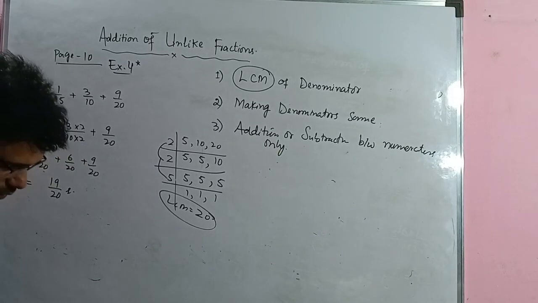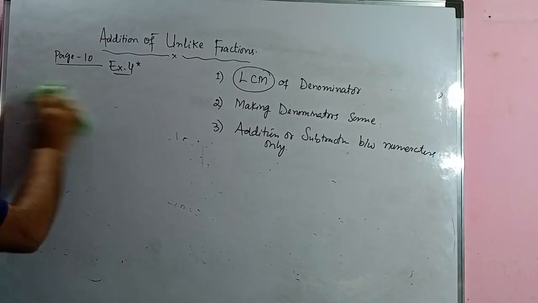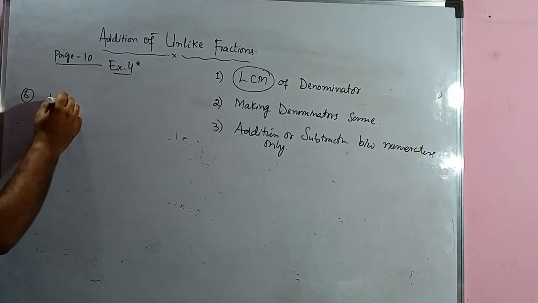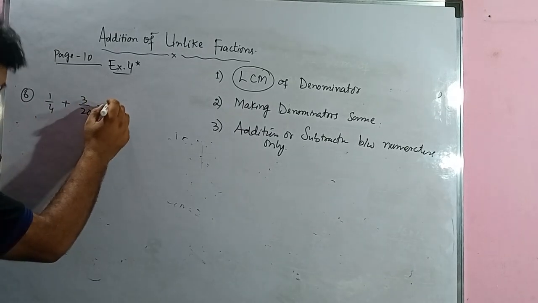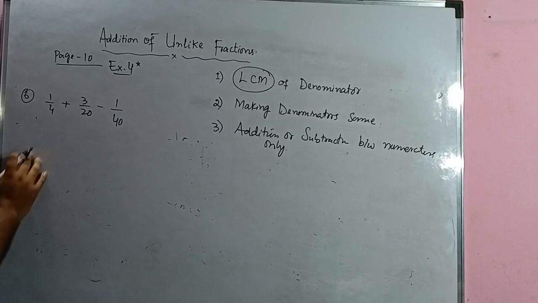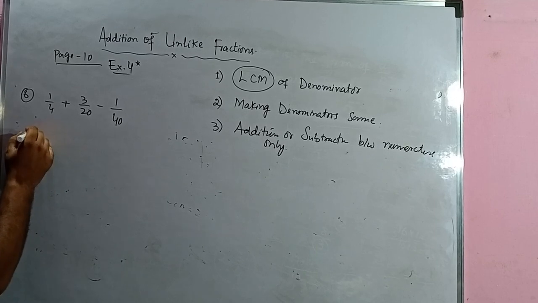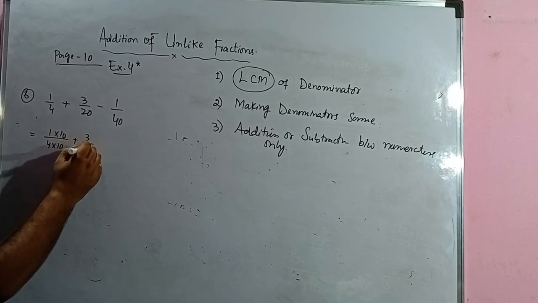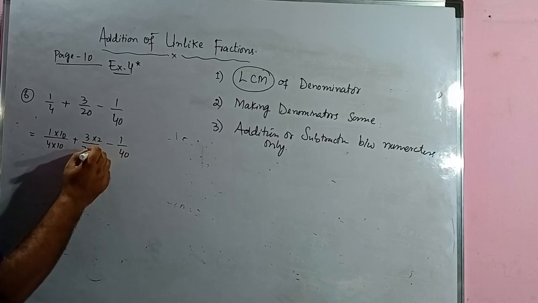Now see, next is the sixth one. Sixth one I will show you. It's 1 by 4 plus 3 by 20 minus 1 by 40. If you check the LCM, the LCM will be 40. Check yourself. So I will write 1 divided by 4 into 10 plus 3 divided by 20 into 2 minus 1 by 40.